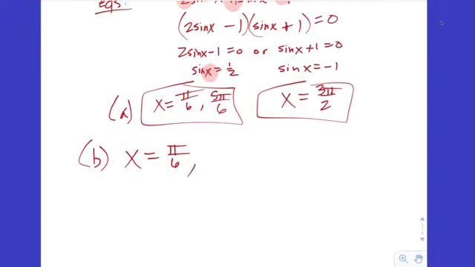We got x equals pi 6, and his coterminal buddy, one rotation away. 13 pi 6.